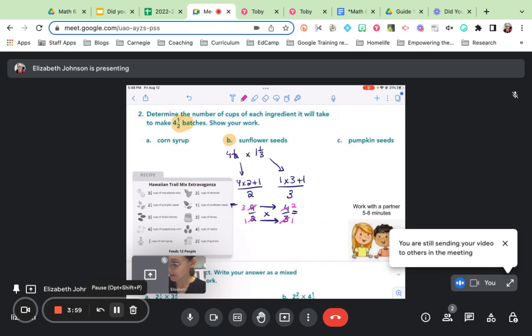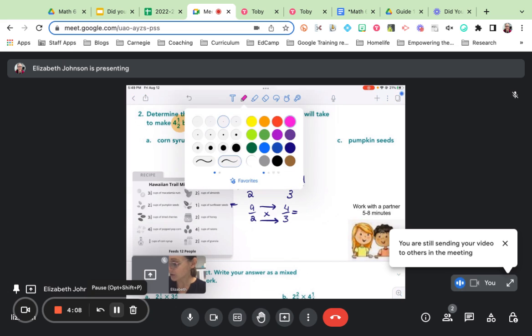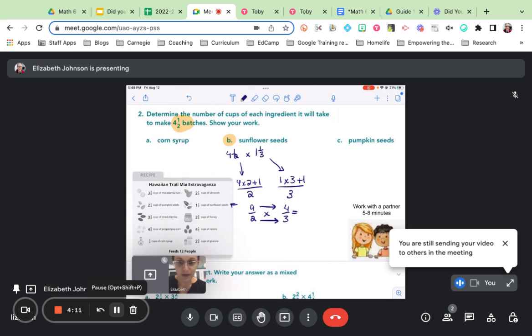If you think this is confusing, then don't you worry about a thing. You do not have to notice your factors like that. You can just multiply straight across, and you will get the right answer that way. 9 times 4 is 36. 2 times 3 is 6. 36 over 6 is 6. See? We got 6 simplifying, and we got 6 not simplifying. Perfectly fine whichever way you prefer. So we are going to need 6 cups of sunflower seeds to make 4.5 batches.